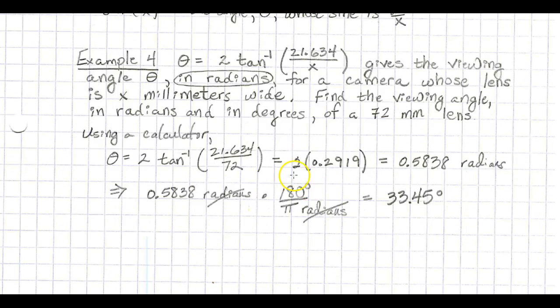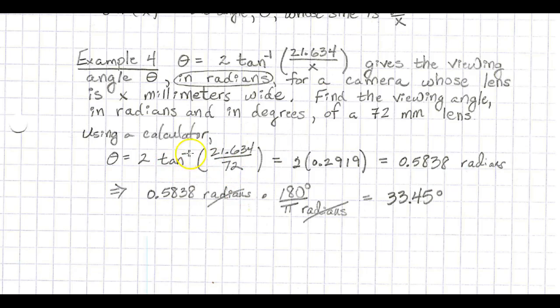And as a last example, let's say we know that theta is 2 times the tangent inverse of 21.634 over x. And what we want to do is understand that this is actually a model of a viewing angle theta in radians for a camera whose lens is x millimeters wide. So first of all, you're told that it's in radians. We want to find the viewing angle in radians and then in degrees of a 72 millimeter lens. So 72 millimeters, that's x. So plug that in for x.